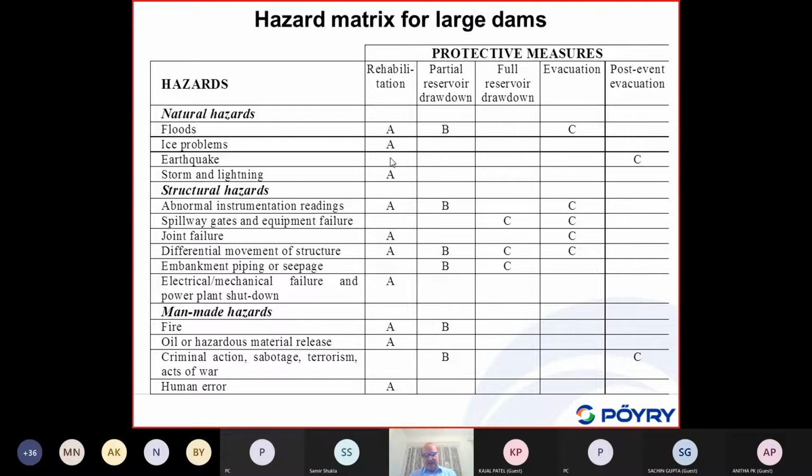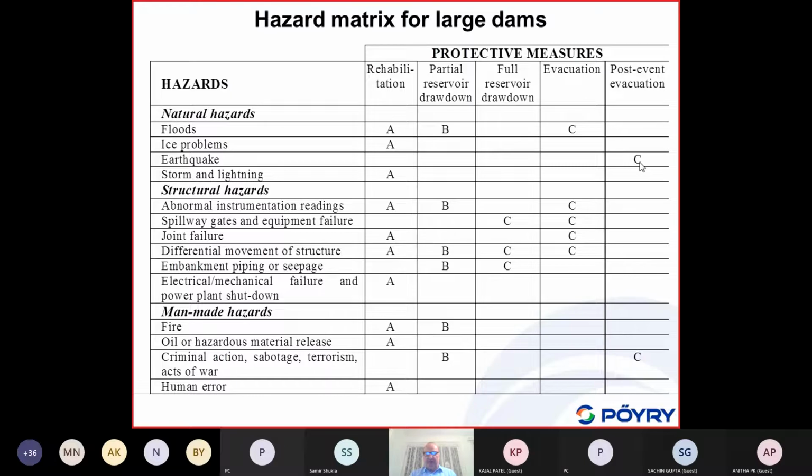But rehabilitation is more or less the exceptional case. There are just some structures, some dams, which have some deficiencies. Partial reservoir drawdown is not really what we can do, if an earthquake occurs immediately. We have done some early warning systems in Istanbul and in Latvia, and it gives only warning times of less than 10 seconds.